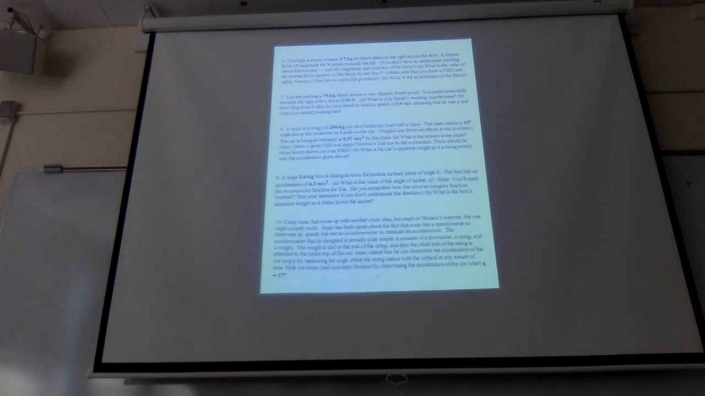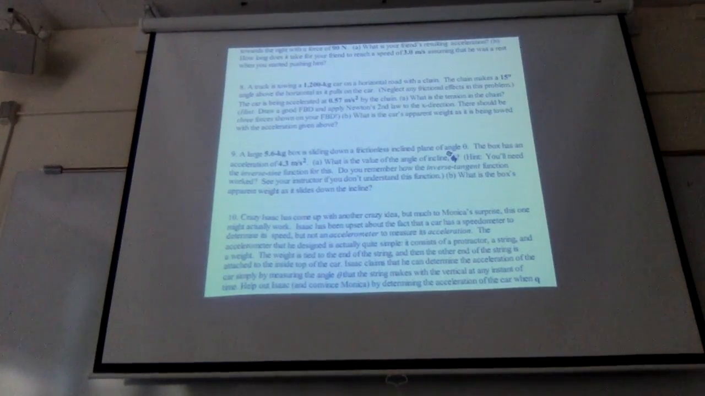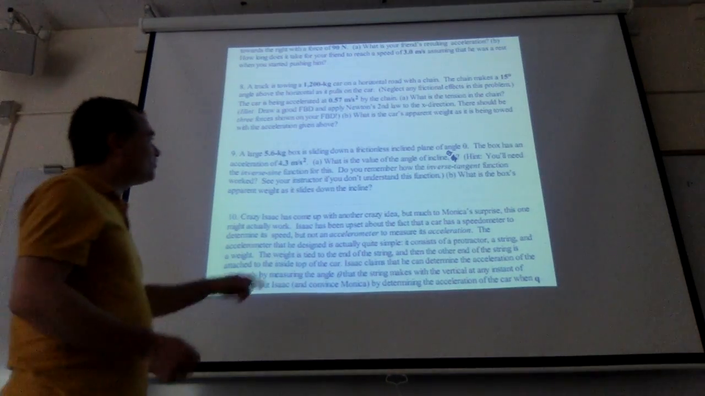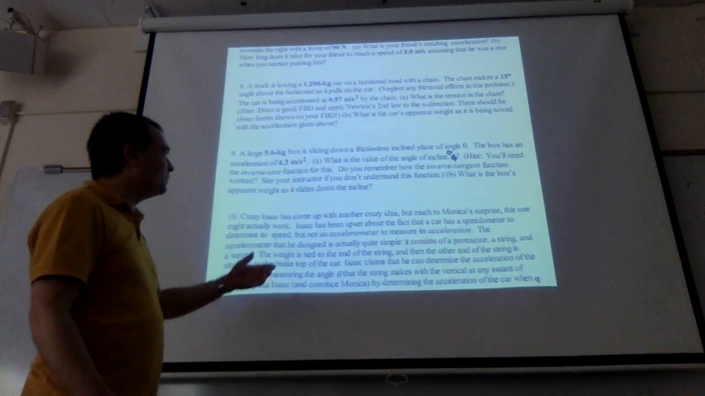Let's see, starting with number 9. A large box is sliding down a frictionless inclined plane of angle theta. The box has an acceleration. What is the value of the angle of incline? Why is a Q there? I don't know, something happened with symbols. That's just theta. Hint, you'll need to use inverse sine. See your instructor if you don't understand. Hi, I'm your instructor. I'm here, so that'll be helpful.